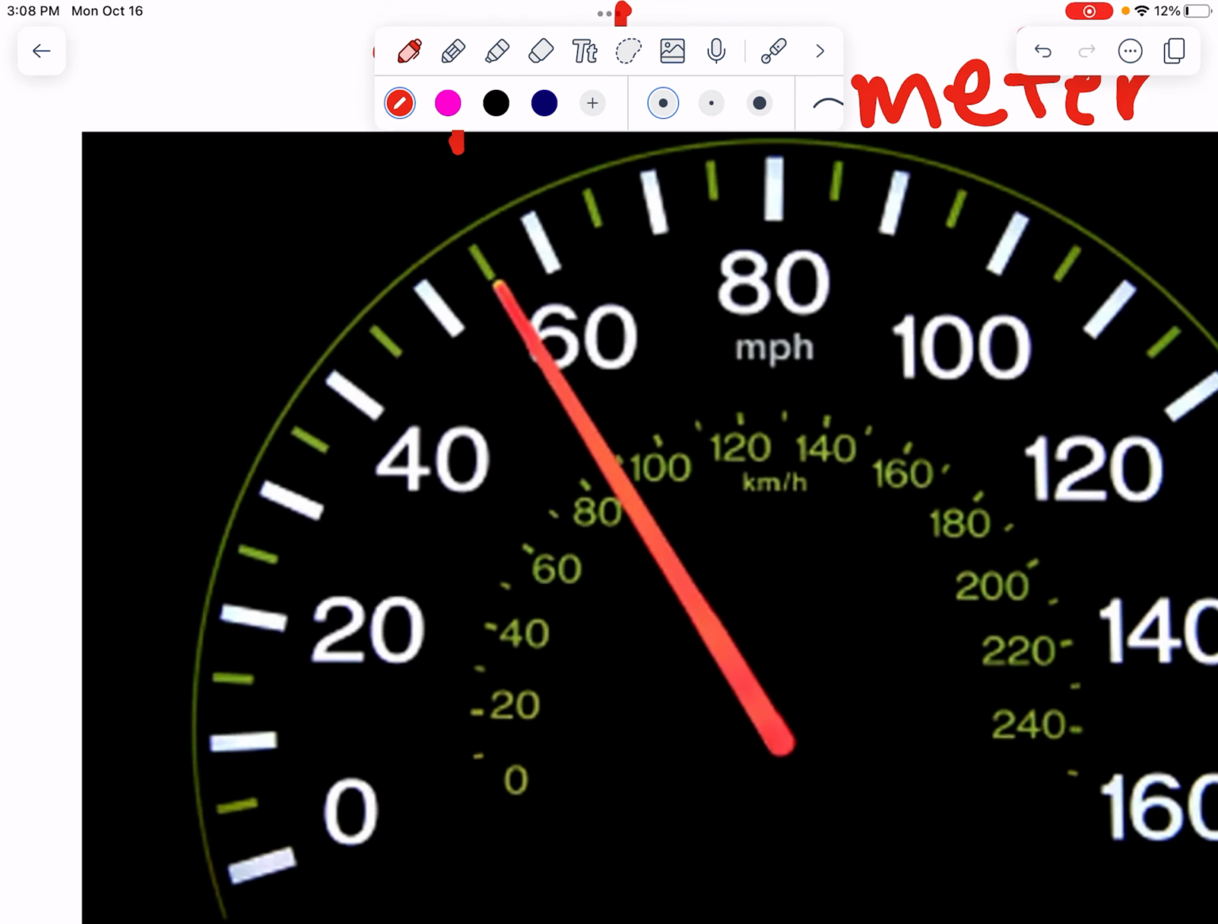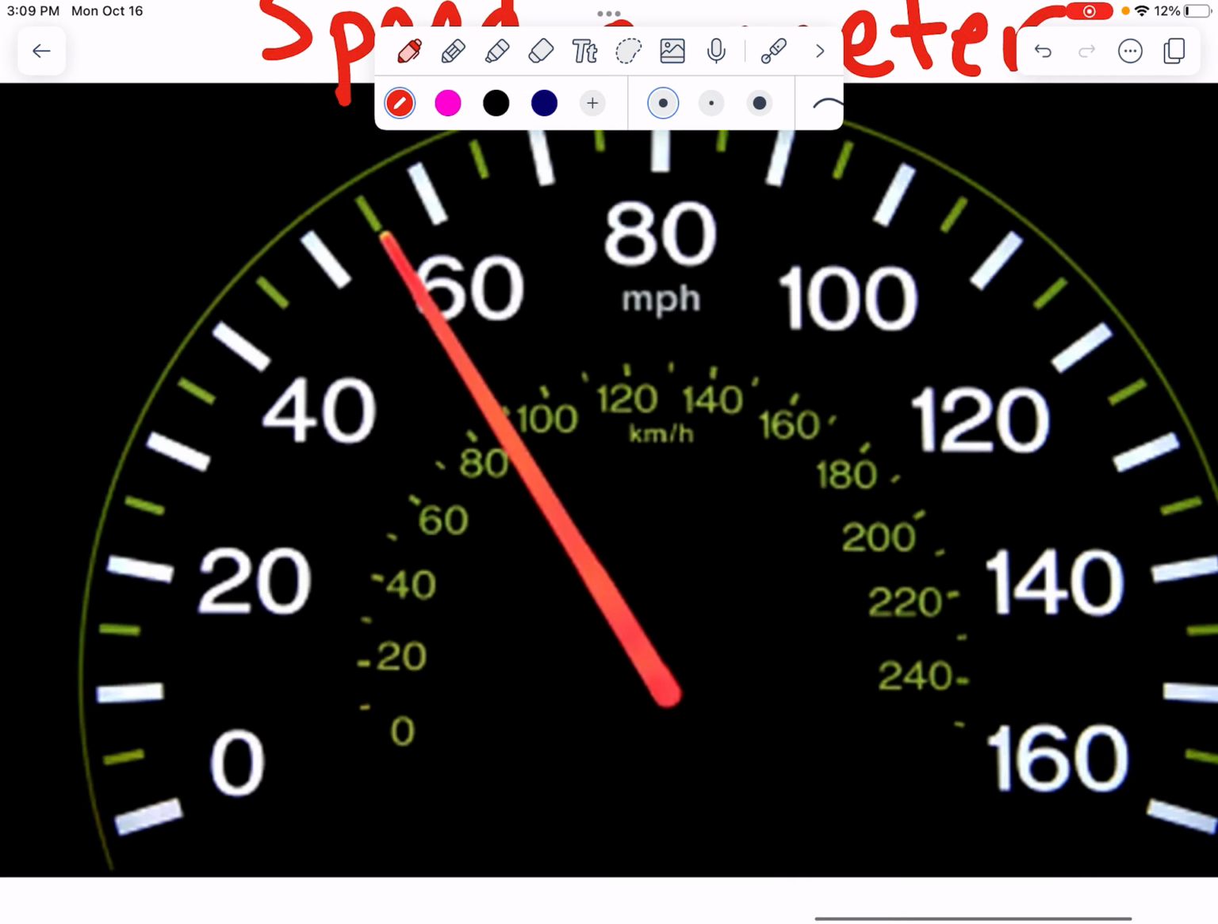For question 2, it's asking what is the speed shown in this speedometer. You notice this dial here is actually covering 2 different numbers. They're going approximately 55 miles per hour and approximately 90 kilometers per hour.